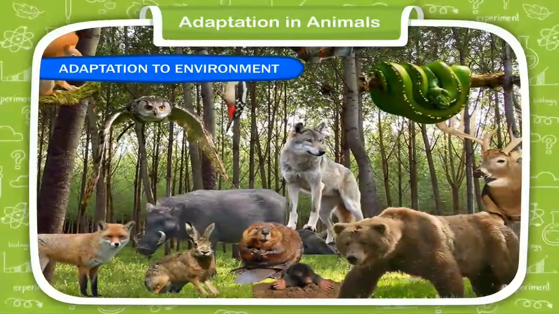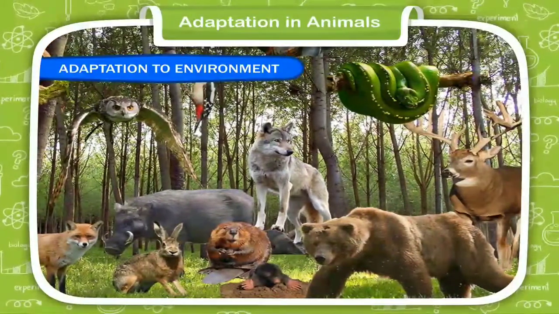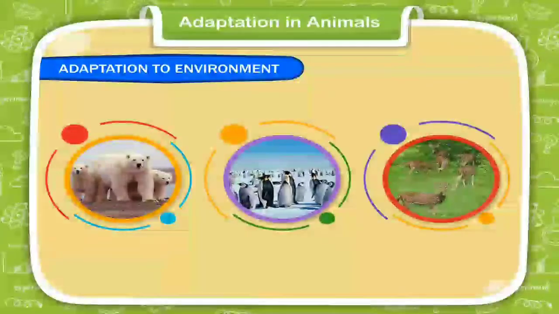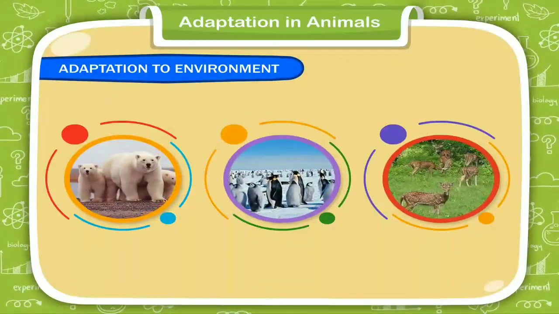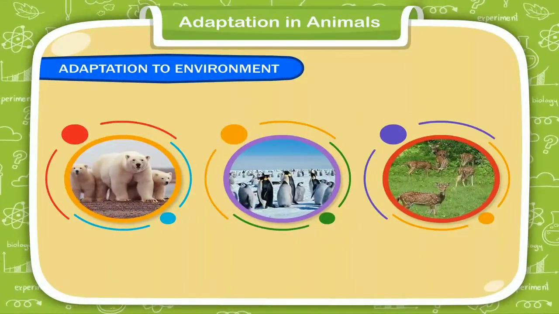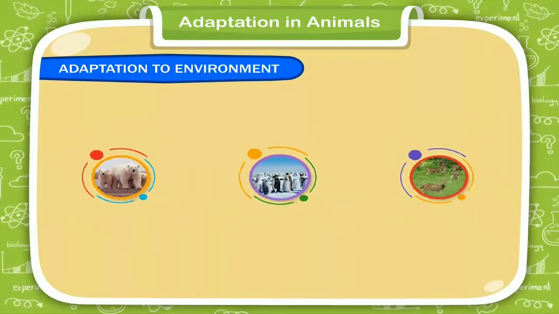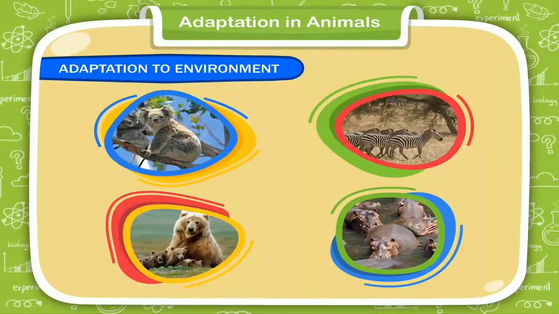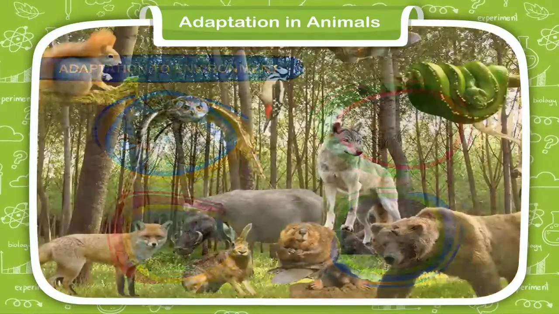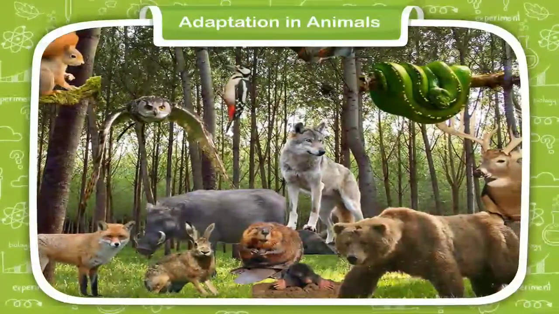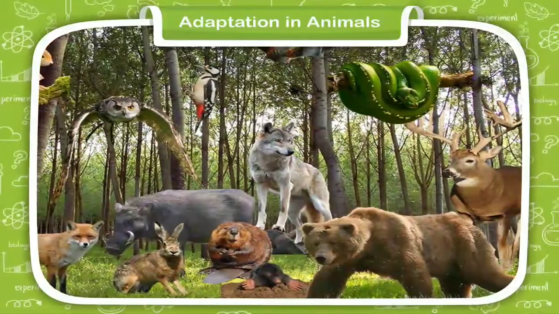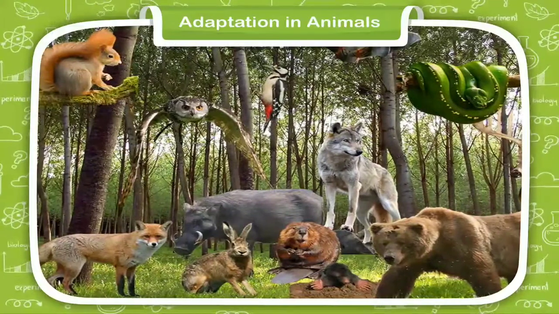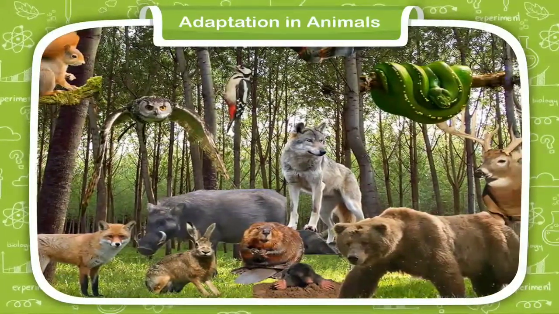Adaptation to environment. We know that different animals live in different types of environment. They need food and shelter to live, for which they depend on their environment. The place where an animal lives to obtain food and get shelter is known as its habitat. Animals can survive if they are well adjusted to their habitats. Animals are categorized into different groups according to their habitats.